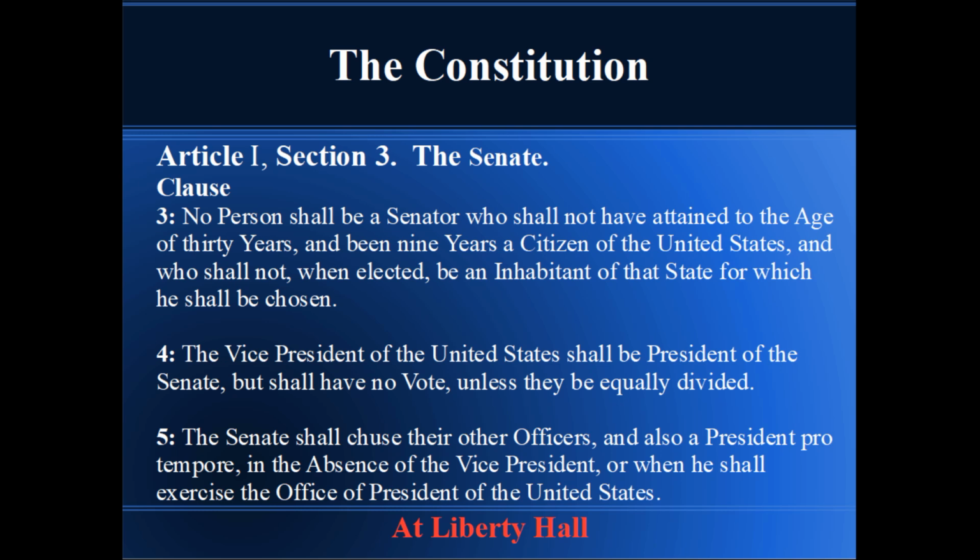Article 1, Section 3, the Senate. Clause 3. No person shall be a senator who shall not have attained to the age of 30 years and been 9 years a citizen of the United States, and who shall not, when elected, be an inhabitant of that state for which he shall be chosen. Clause 4. The Vice President of the United States shall be President of the Senate, but shall have no vote unless they be equally divided. Clause 5. The Senate shall choose their other officers, and also a President pro tempore in the absence of the Vice President, or when he shall exercise the office of President of the United States.